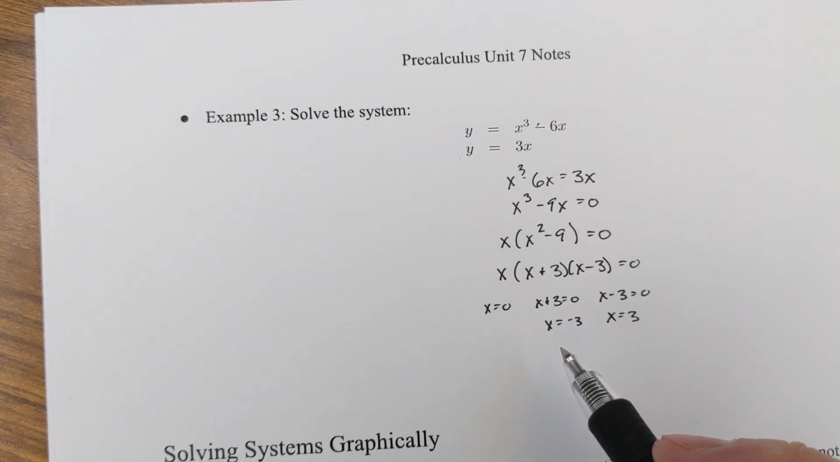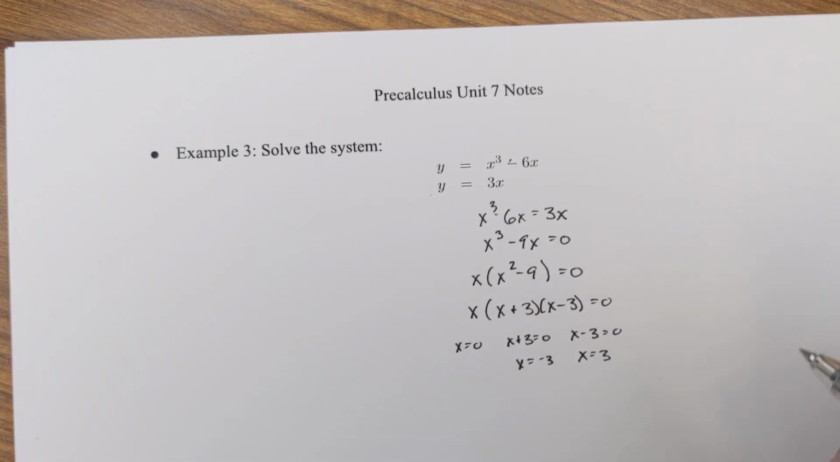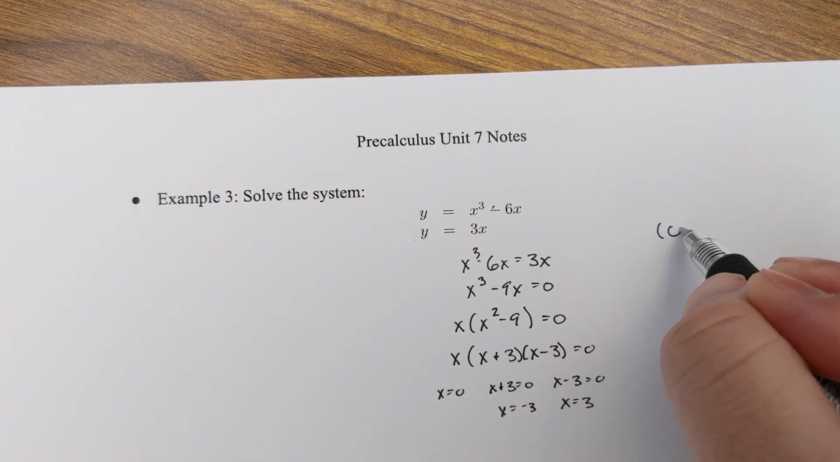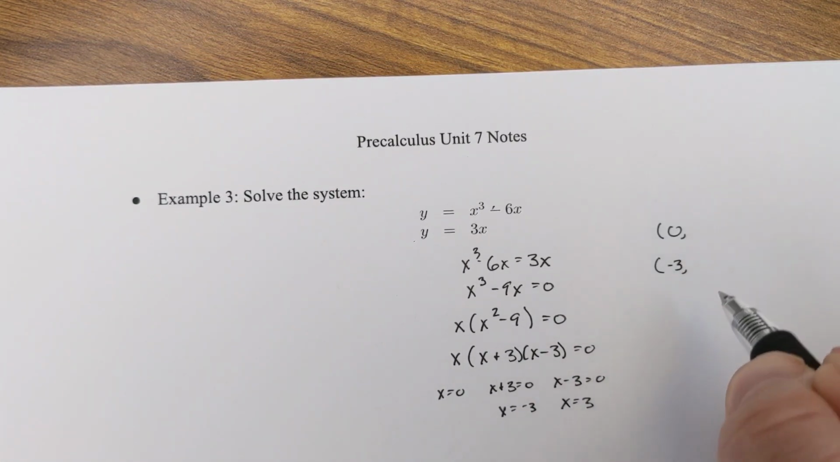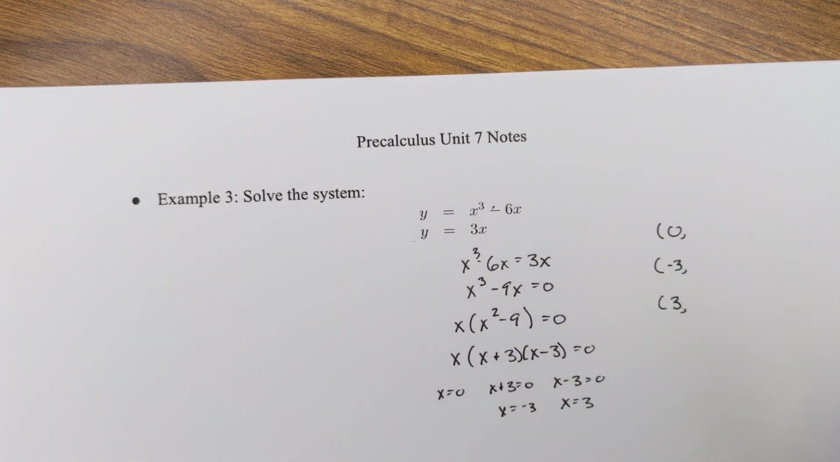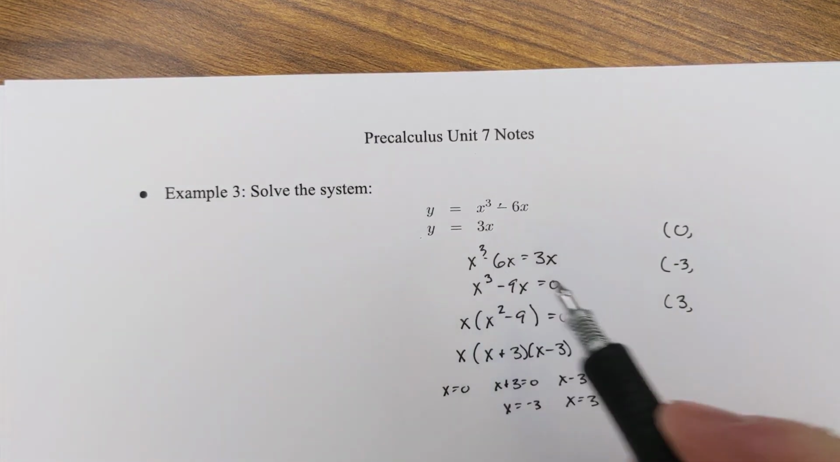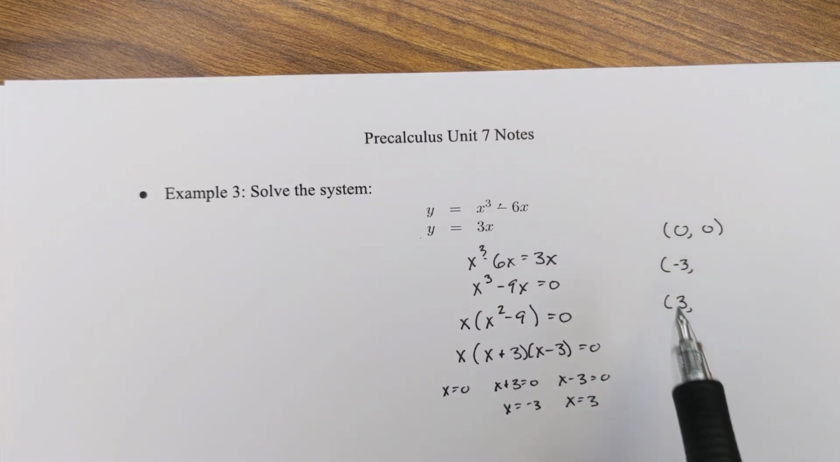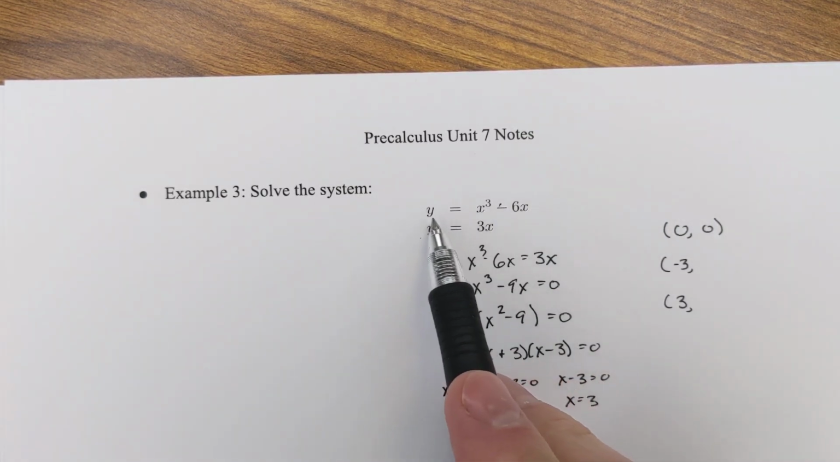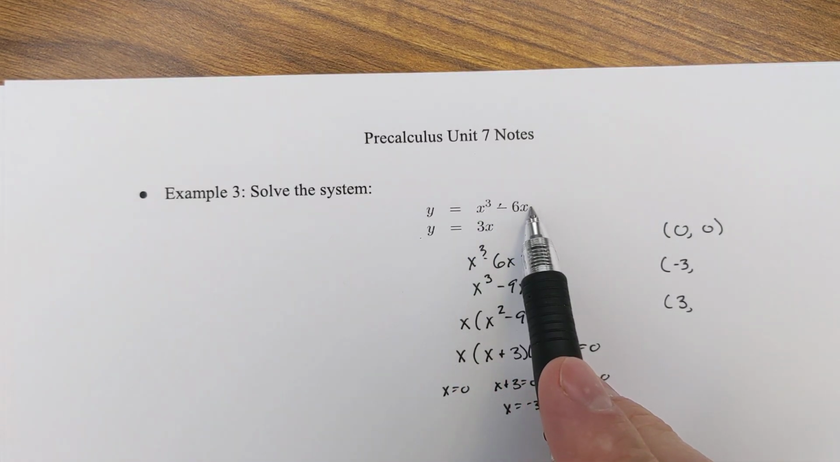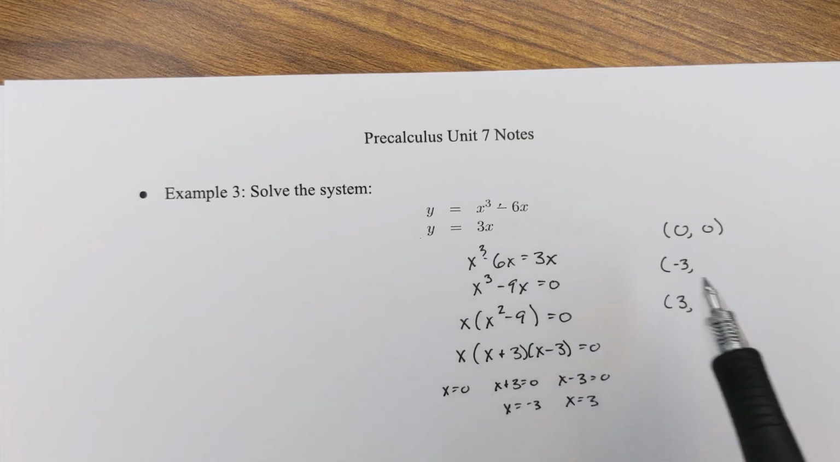So we need the y values to go with them. So we have 0 comma something, -3 comma something, and +3 comma something. So if x is 0, y is also 0. And that ordered pair works in both equations. 0 equals 0 minus 0, true. 0 equals 3 times 0, also true.